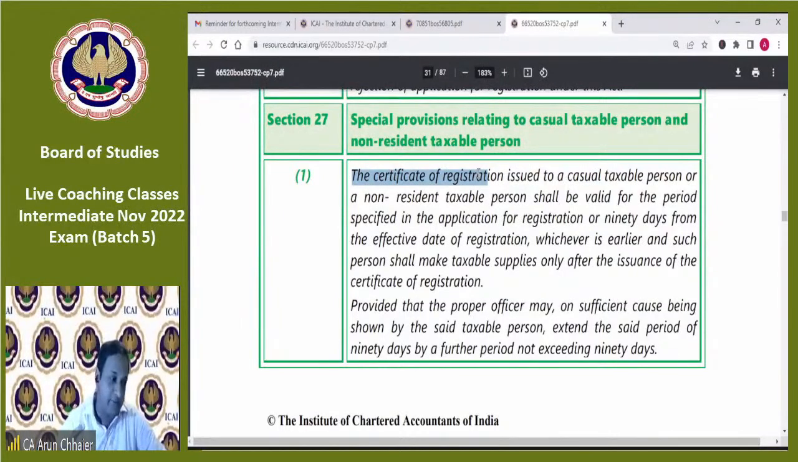Casual taxable person is a person who is, for example, Mr. A, registered in Maharashtra, and he would like to come to Delhi and participate in a trade fair, and from where he is making the taxable supplies. In that case, he has to take registration in Delhi, but he does not have any.